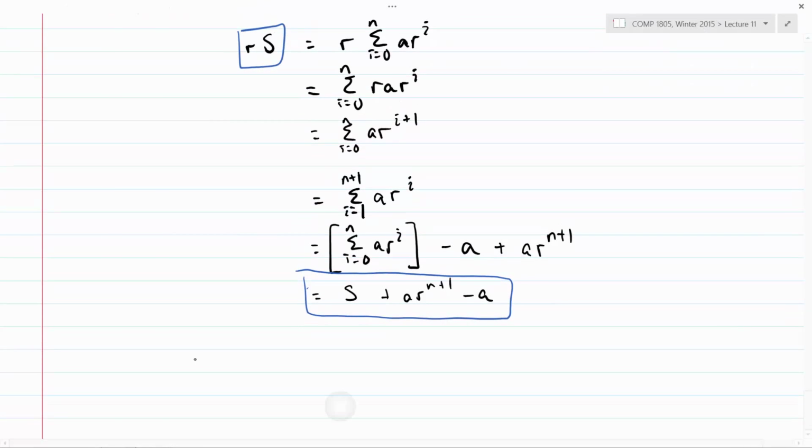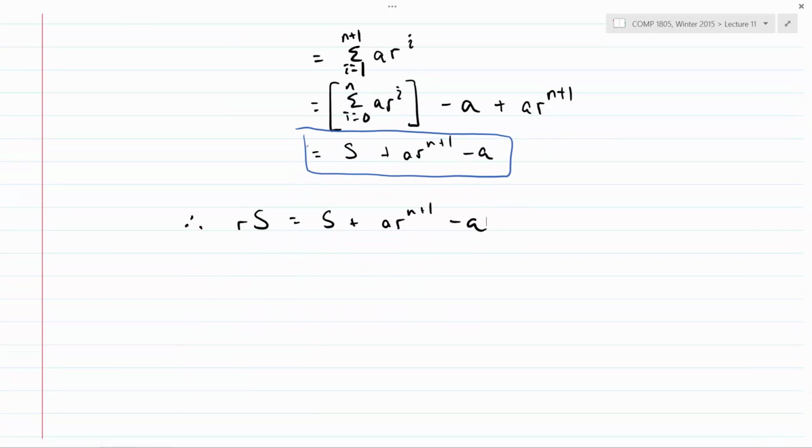So let's write that down. r times S is equal to S plus ar to the n plus 1 minus a. So what we're trying to do is find a formula for S. So what we should do is solve this equation for S. So if I wanted to solve this for S, what would I do? What is S? Does anyone see? So I can do this in steps if you don't see it. So rS equals S plus ar to the n plus 1 minus a.